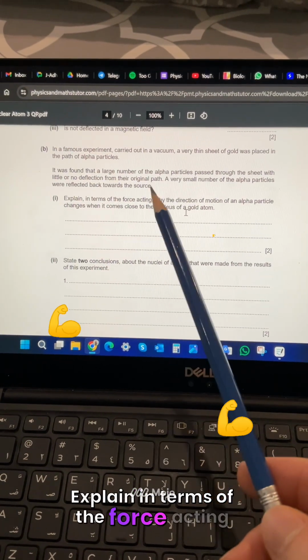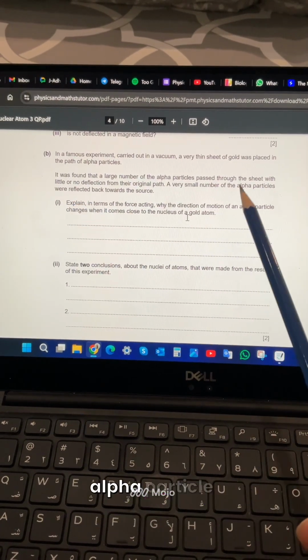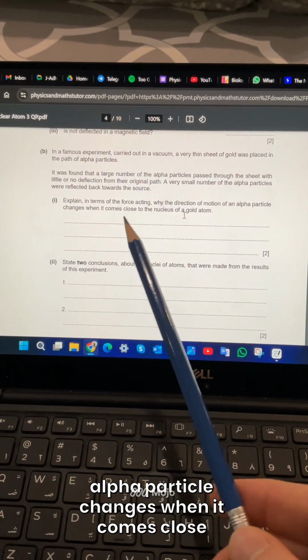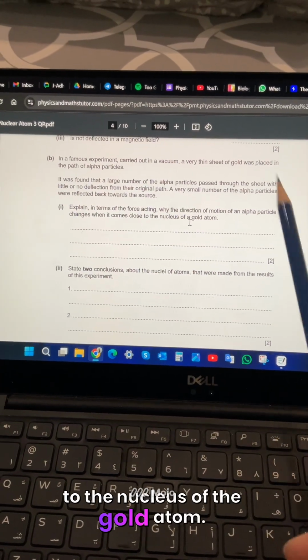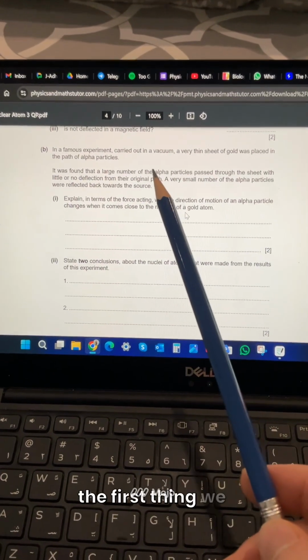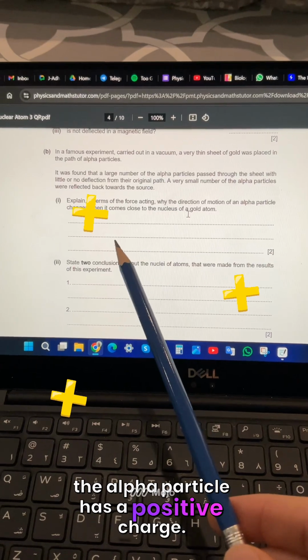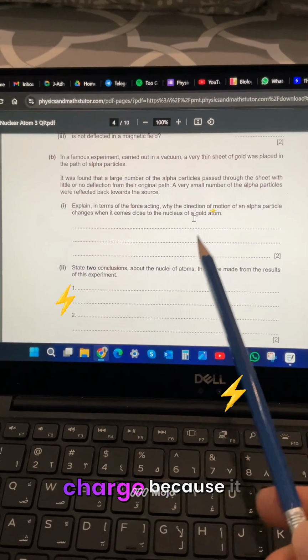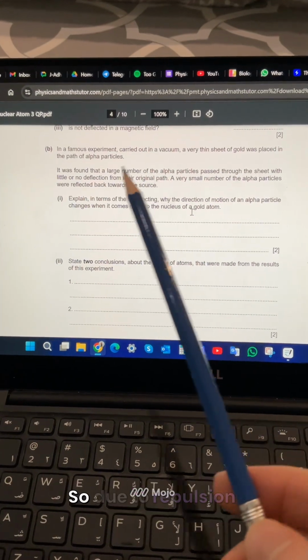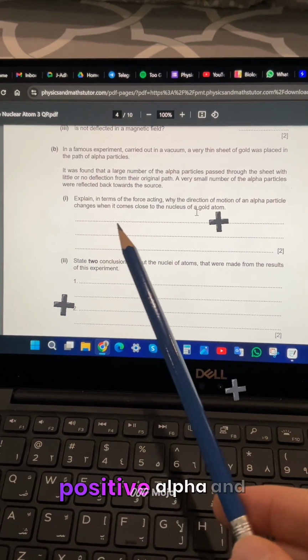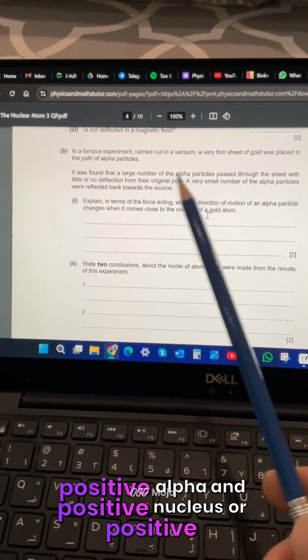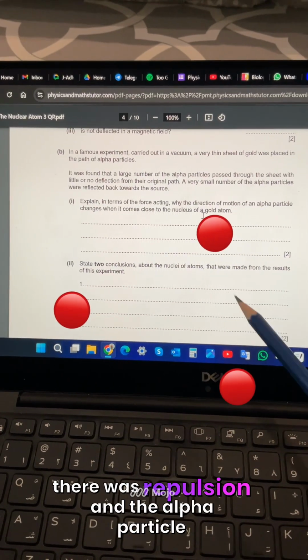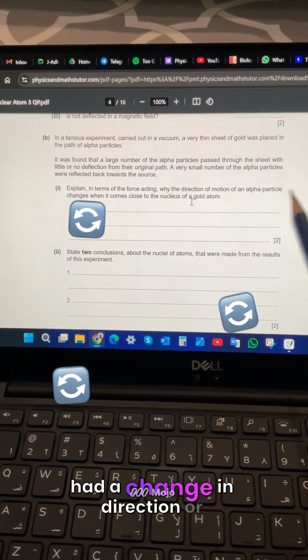Explain in terms of the force acting why the direction of motion of an alpha particle changes when it comes close to the nucleus of the gold atom. It is for 2 marks, so of course the first thing we must state is that the alpha particle has a positive charge and the atomic nucleus also has a positive charge because it contains positive protons. So due to the repulsion force of the positive alpha and positive nucleus or positive protons, there was repulsion and the alpha particle had a change in direction or was reflected.